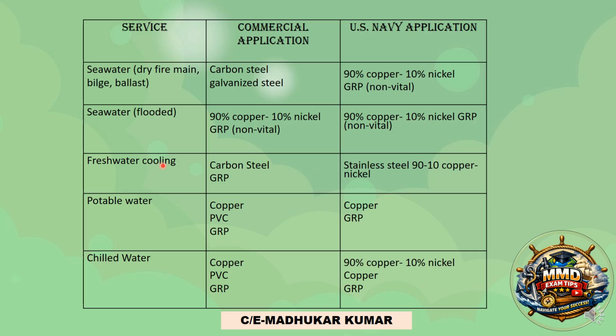Freshwater cooling, carbon steel, GRP. GRP means glass reinforced plastic. Stainless steel, 90 to 10 copper nickel. Okay. Potable water, copper, sometimes PVC, sometimes GRP. Here also copper and GRP. Chilled water, copper, PVC, GRP; 90% copper, 10% nickel, copper and GRP is utilized.